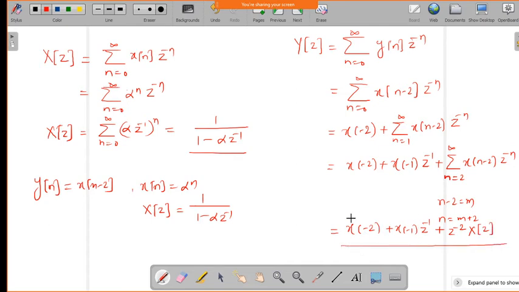This we have derived earlier, whatever I showed while doing the unilateral z transform. Now we know the X(z), so put the X(z) here, and that is your Y(z). That will give x(-2) plus x(-1) z inverse plus z^(-2) divided by 1 minus alpha z inverse. So this is your complete Y(z).